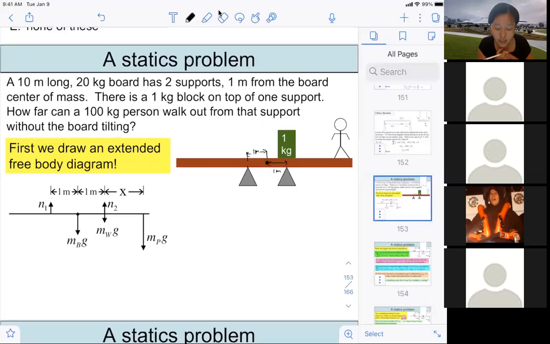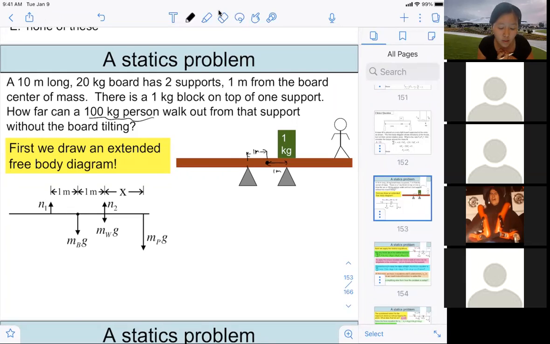And right on top of the support on the right-hand side, you put a 1 kilogram block on it. And you also have a person walking out from that support. How far could you go? How far this person could go without the board tilting over? You want it to be in static equilibrium.